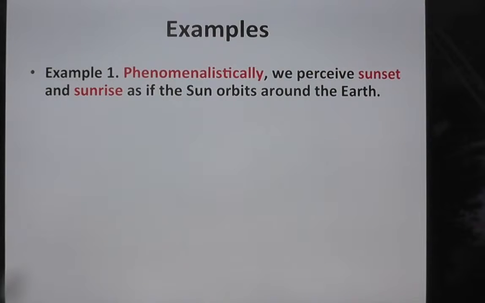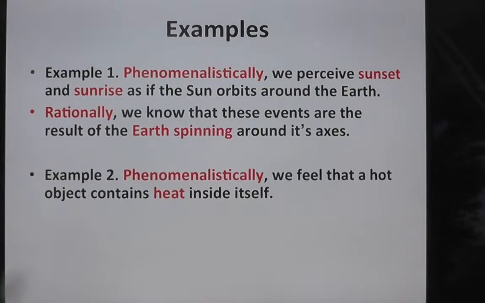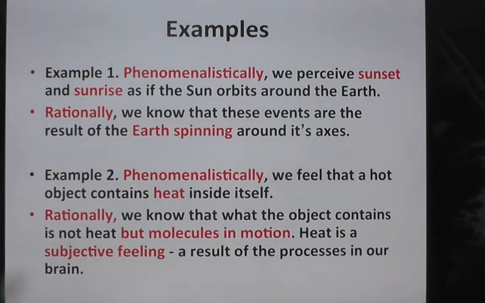For example, phenomenalistically we perceive sunset and sunrise as if the sun orbits around the earth. Rationally, we know that these events are the result of the earth spinning around its axis. Example 2. Phenomenalistically, we feel that a hot object contains heat inside itself. But rationally, we know that what the object contains is not heat, but molecules in motion. Heat is a subjective feeling, a result of the processes in our brain.